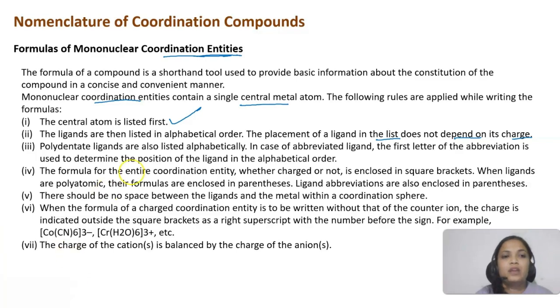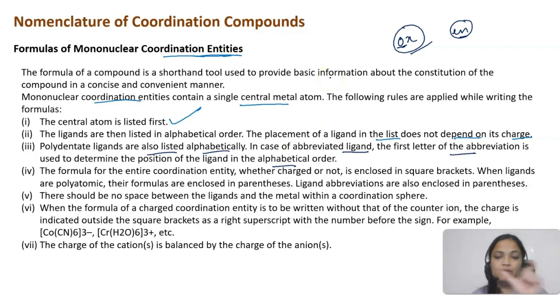Now, polydentate ligands are also listed alphabetically. In case of abbreviated ligands, like for oxalato we write ox, for ethylene diamine we write en. The first letter of the abbreviation is used to determine the position of the ligand in the alphabetical order. So we'll be using the first letter in that case. And the formula of the entire coordination entity, whether it is charged or not, is in square brackets. I've already told you that every time we will be using the square brackets only.